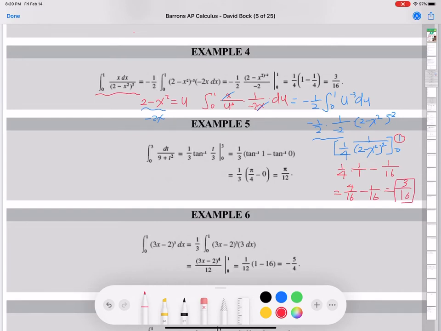This is the answer. So for u substitution or integration by parts or partial fractions, any kind of integration, it doesn't matter. Find the indefinite integral first and then plug in the top number minus plug in the bottom number. That is how to solve definite integration. Let's go to example 5.